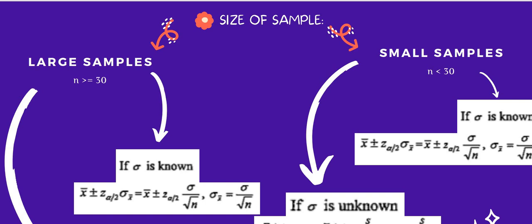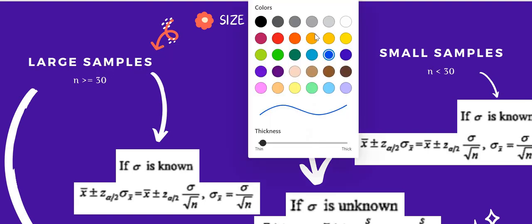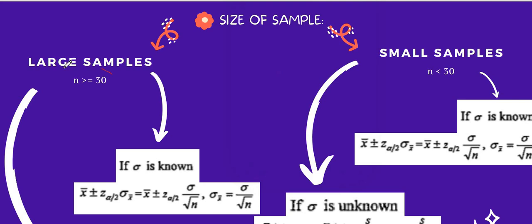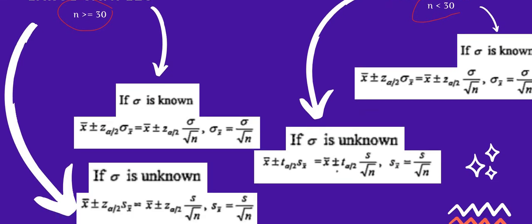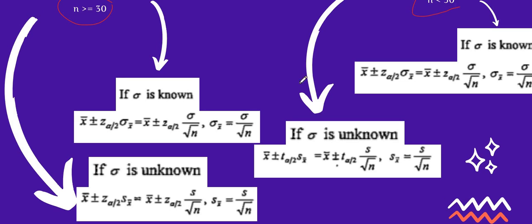What does it mean by large sample? Large sample means when your n is greater than or equal to 30, meaning 30 and above. So that means your sample size is large. For a small sample, it is when your n is less than 30. So we go first for the large, and we expand on the large first.